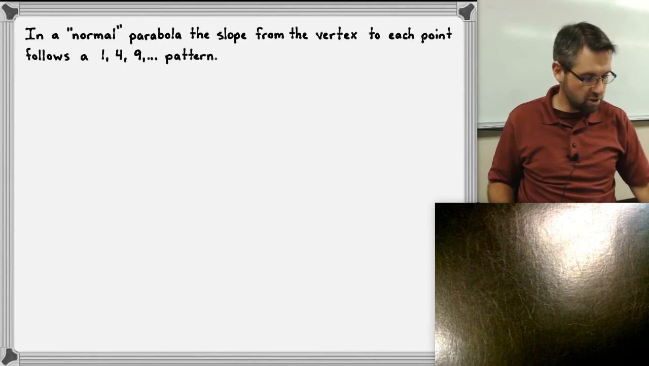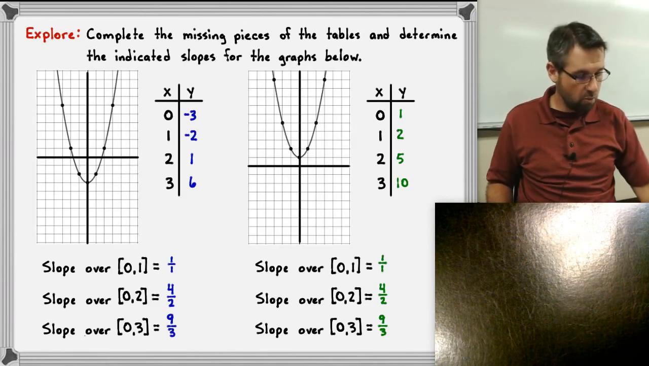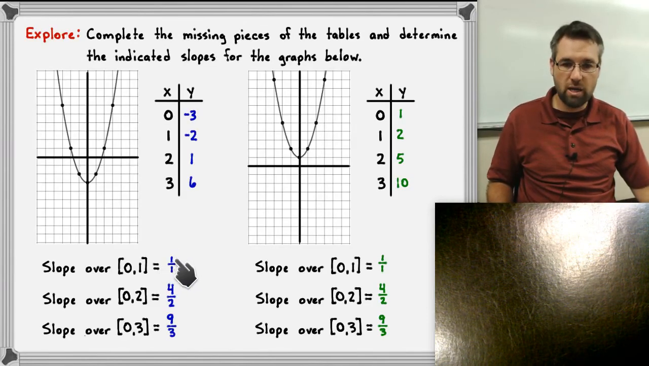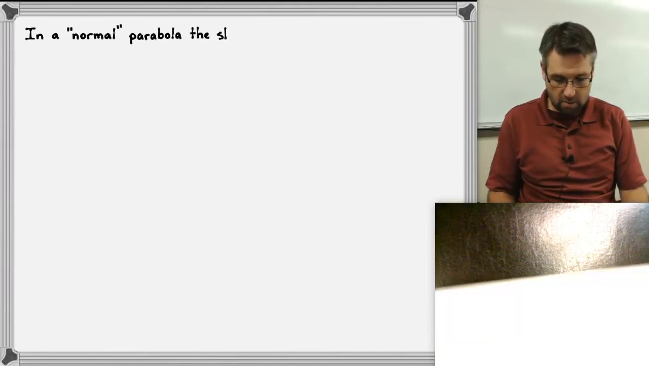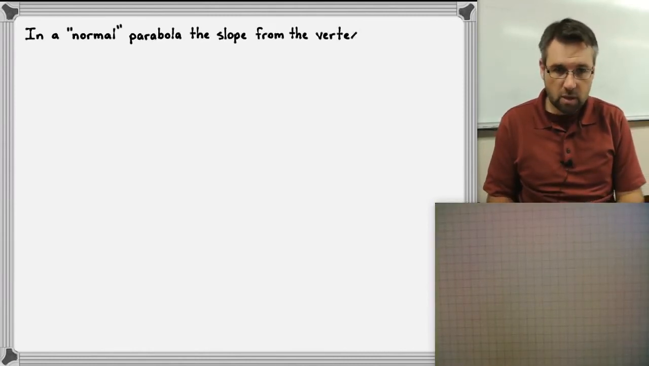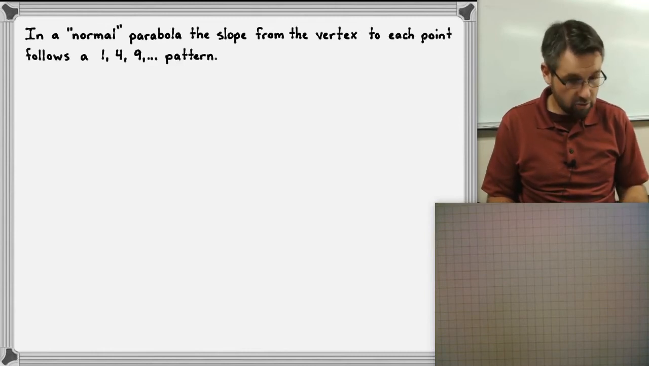Well, let's go back just a second. A 1, 4, 9 pattern. Where do I see the 1, 4, 9? Well, I see the 1, the 4, and the 9 in the numerator, in the top part of the fraction. It follows a 1, 4, 9 pattern, okay? So go ahead and write that down, make sure that is clear.